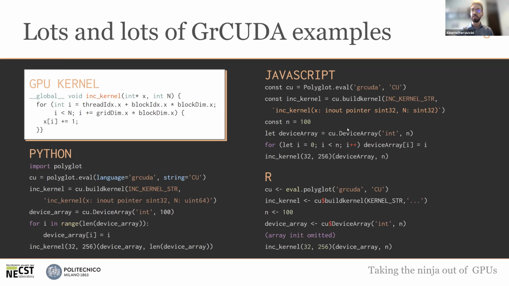Then here we see how we can initialize some data that we are going to provide to the GPU. And you see that, again, it is really very simple. And in the end, we can just call our function. And once again, it's very simple. And you can also see how, if you want to do the same thing in Python or R, it is exactly the same API.